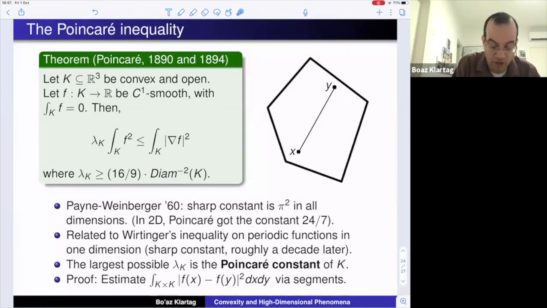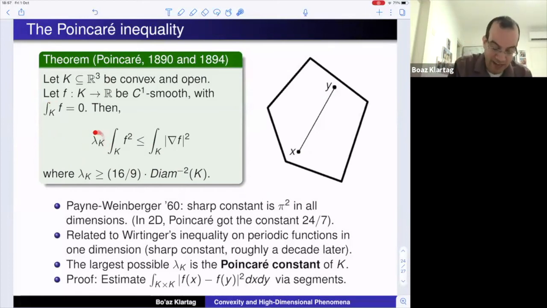If you have any function on the convex set K in R3, which is C1 smooth, whose average is 0, then you can bound the L2 norm of f by the L2 norm of the gradient of f. And if the gradient of f is small, the function f does not fluctuate too much. So you would expect, since its average is 0, its values not to be too large. It cannot deviate so much from its average.